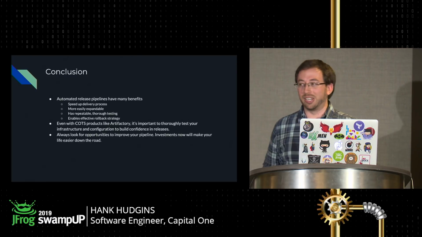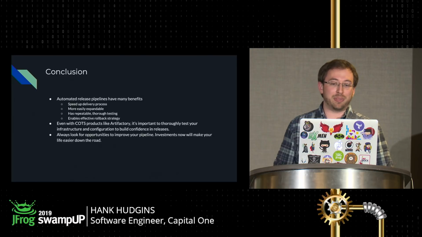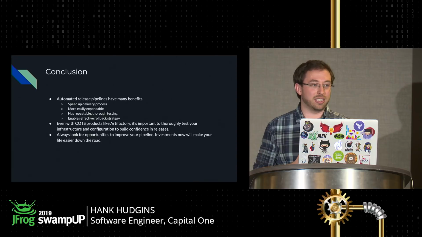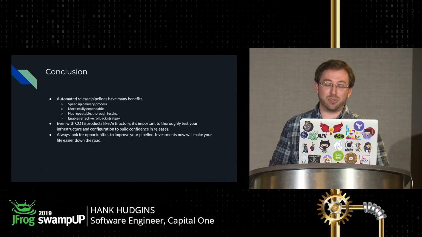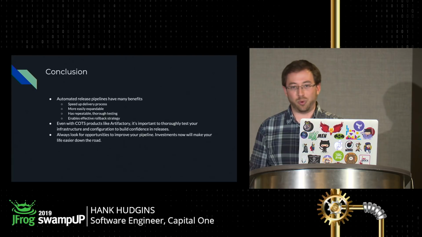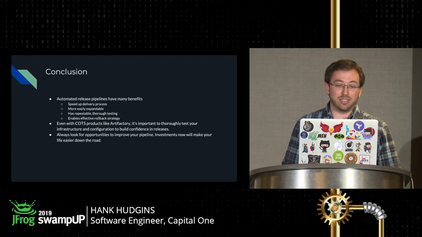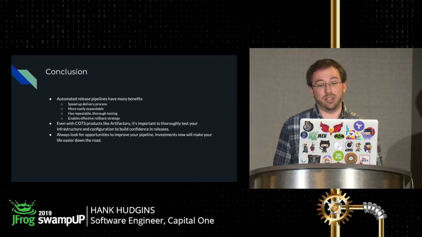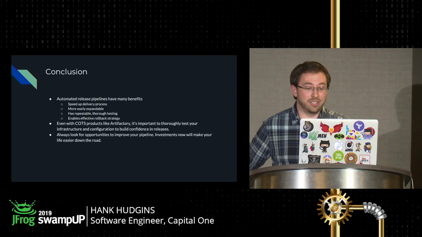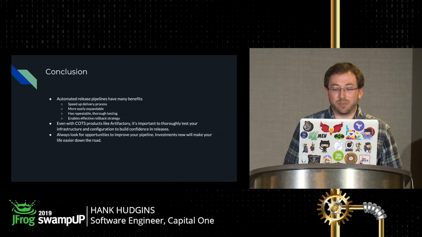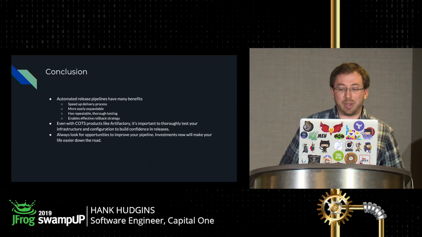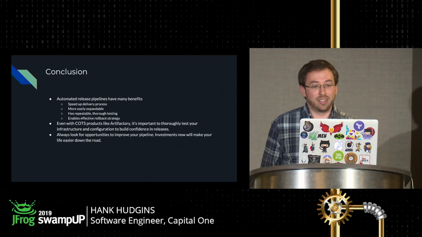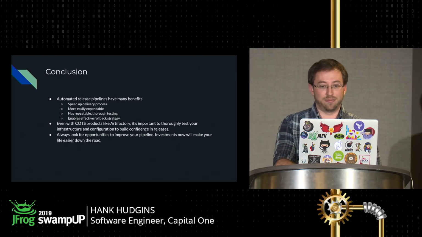And so, in conclusion, automated release pipelines have many benefits. They speed up the delivery process, they're more easily expandable, they have repeatable, thorough testing, and they enable rollback strategies. Even with COTS products like Artifactory, it's important to thoroughly test your infrastructure and configuration to build confidence in your releases. And always look for opportunities to improve your pipeline. Investments now make your life easier down the road. And that is my advice.